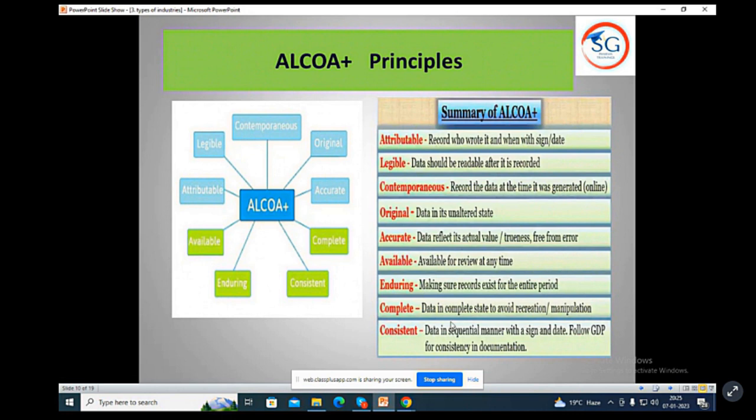Next, complete. All the data should be complete without any missing pages. The entire batch record along with the supporting printouts and documents should be made available. This is called a complete document. And next, consistent. Consistent means data should be recorded in a sequential manner with sign and date. Every person who is performing the activity should sign it, and the date should also be written when he has done it, and follow the GDP, good documentation practices, for consistency during documentation. This is called consistent. So these are the minimum requirements to be followed while writing a document in a pharma industry. These are altogether called the ALCOA principles.